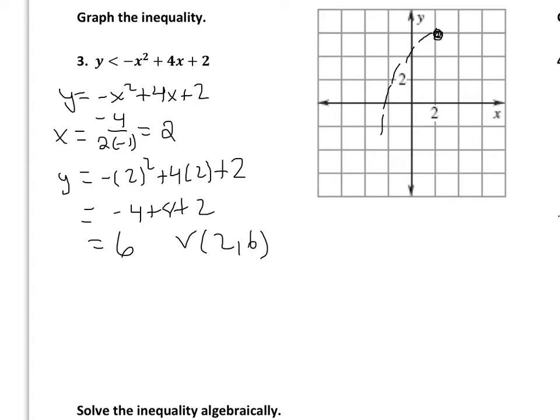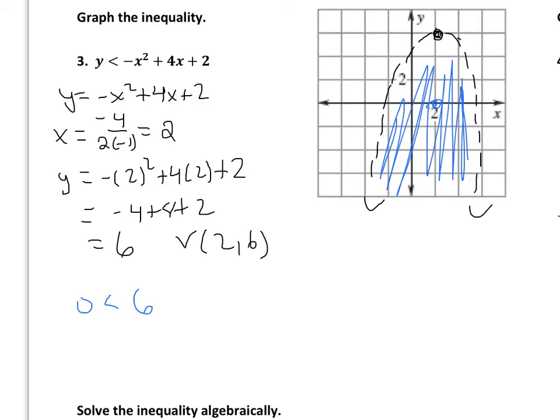Dashed line, because it's just less than. Get a point that you test out, so I'm going to plug in 2, 0. So 0 is less than, well, we already did the 2, so 6. Is 0 less than 6 true? So shade in the middle. Okay, let's look at some more problems.